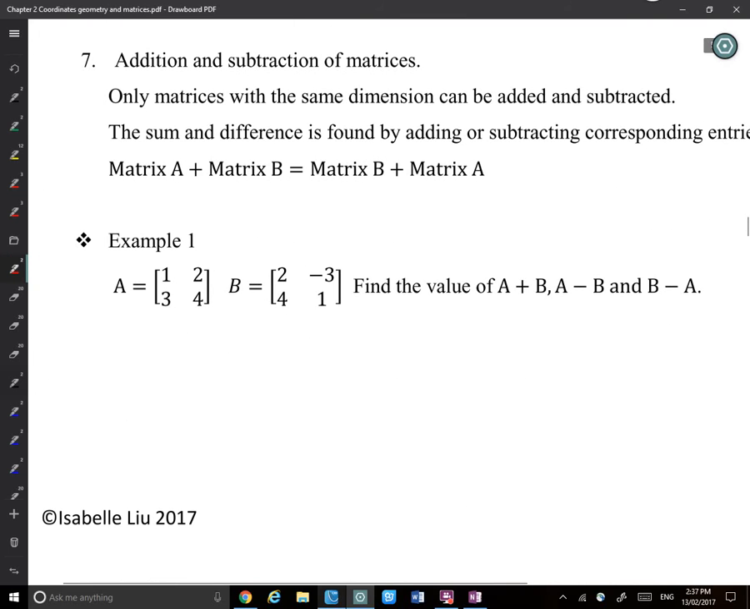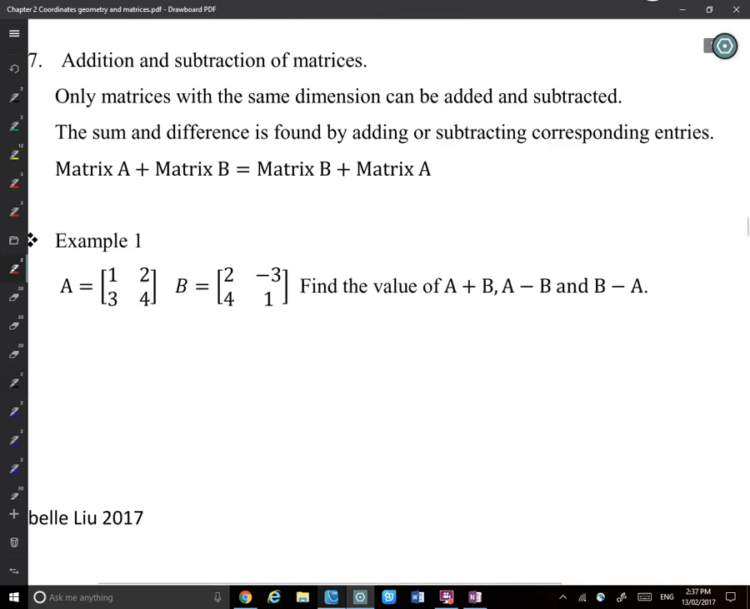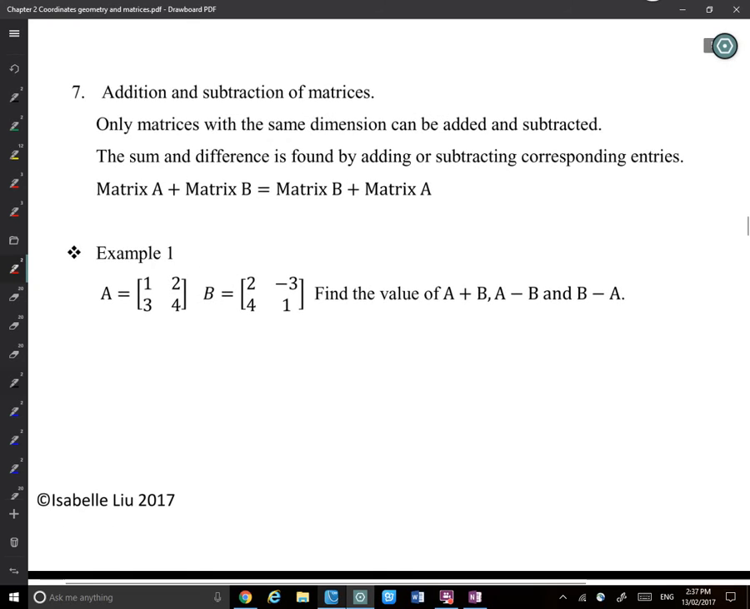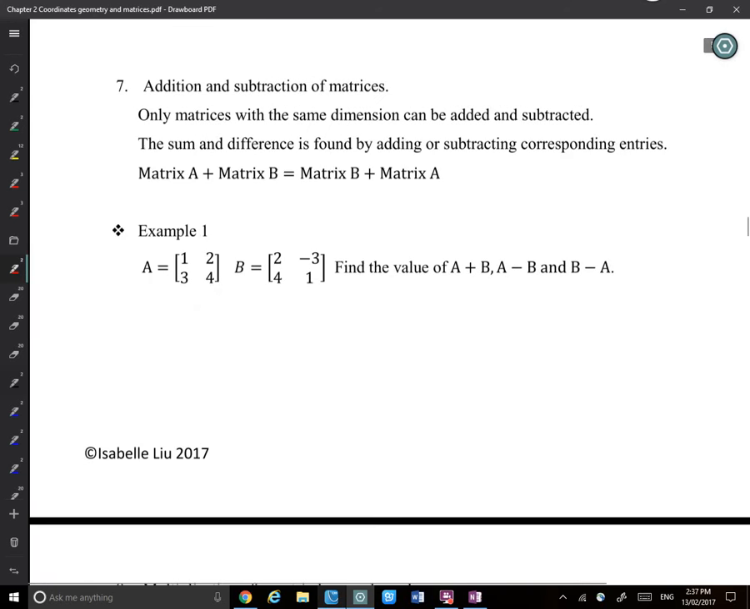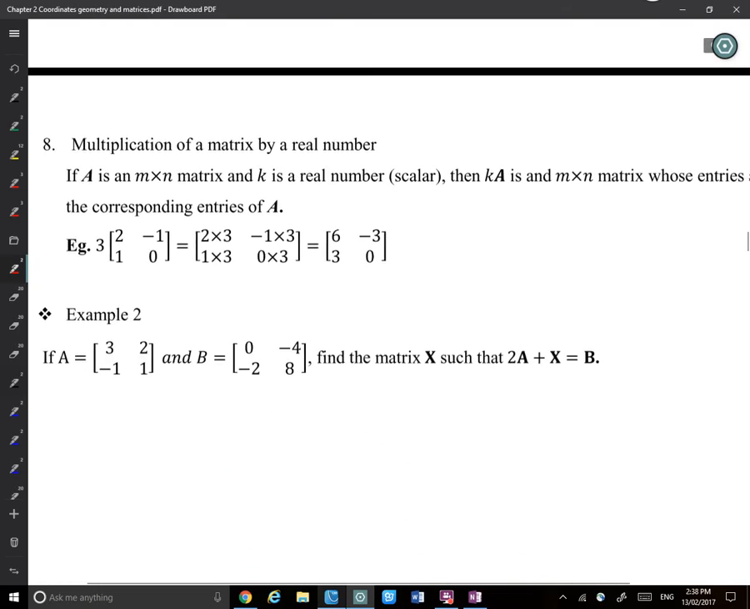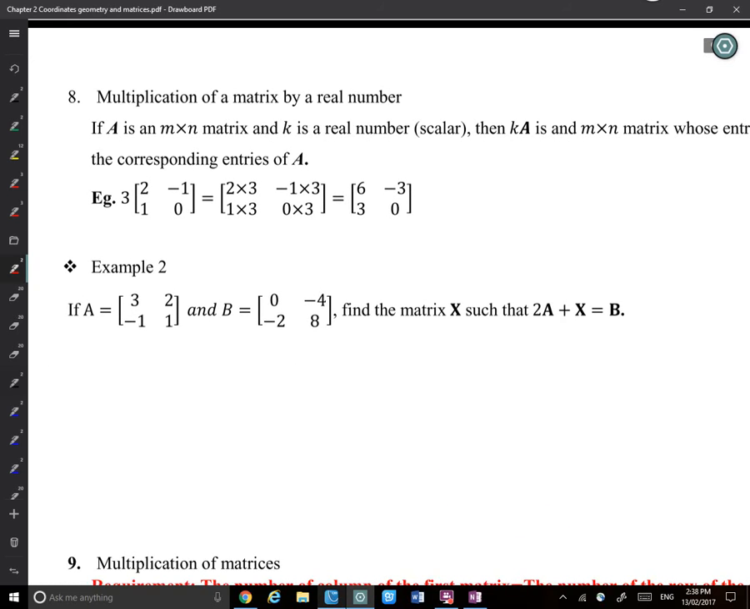For addition and subtraction of matrices, first of all, the order must be the same. Matrices A and B can be added or subtracted only if they have the same order. If two matrices have different orders, you cannot subtract or add them. I'm not going to do the examples. There are 11 examples here, so you do that by yourself.